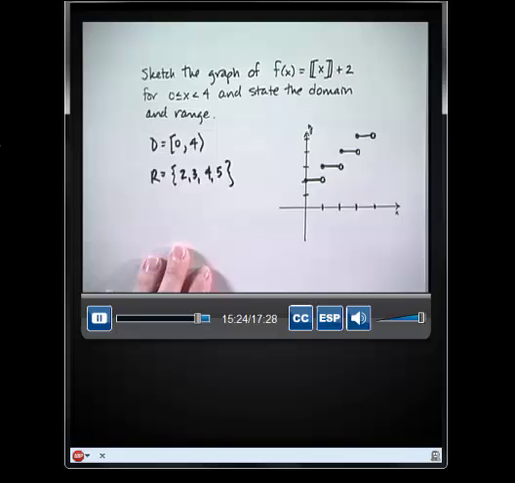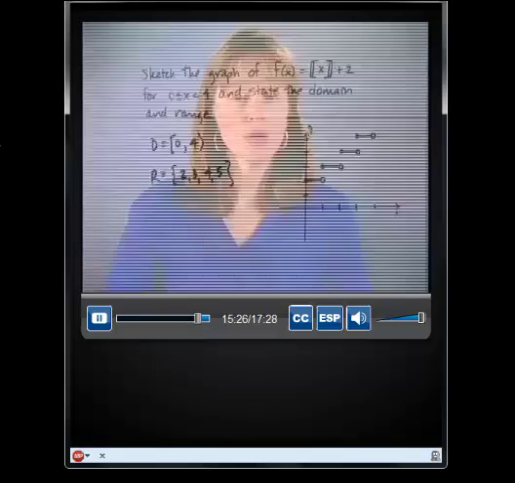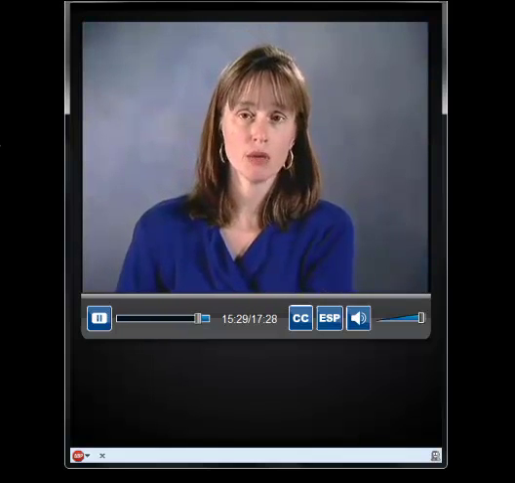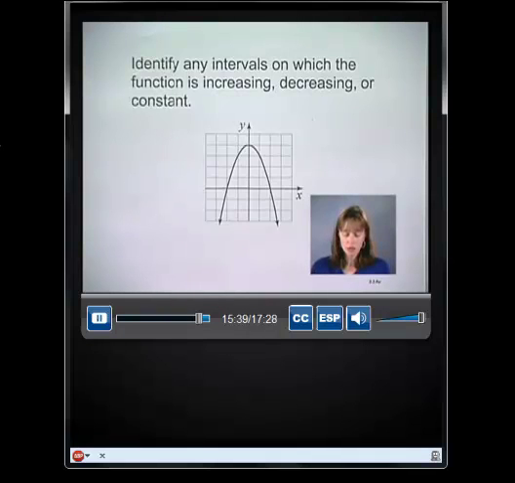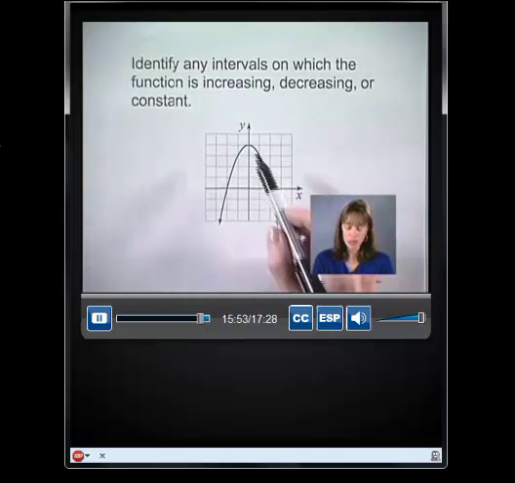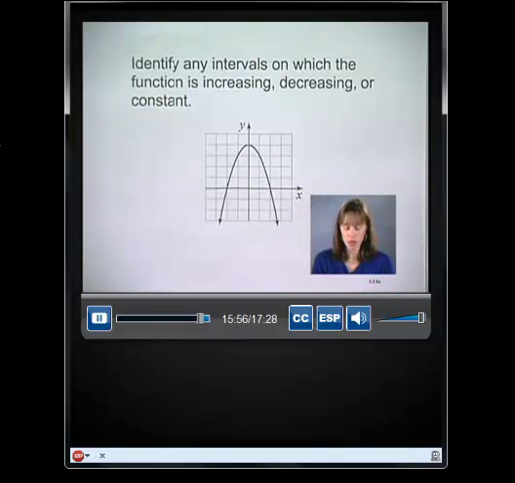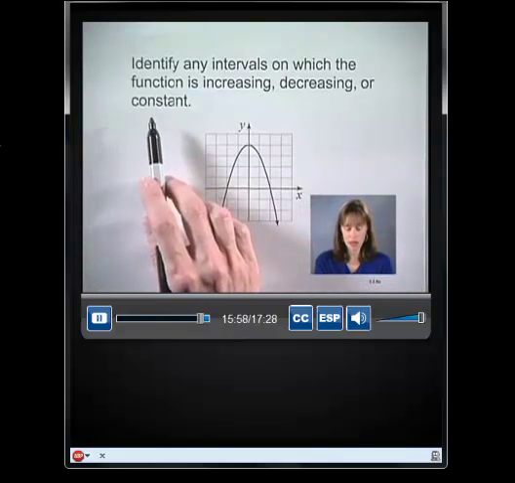Let's continue by talking about one more concept that has to do with the graphs of functions. The concept is the concept of increasing, decreasing, and constant. Here's an example to illustrate. What we want to do here is identify any intervals on which the function shown in the picture, in the graph, is increasing, decreasing, or constant. Now, a function is increasing if, in general, it rises as we move from left to right, decreasing if it falls from left to right, constant if it remains the same.